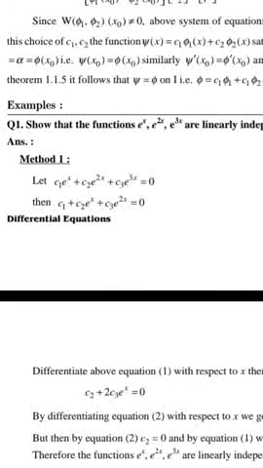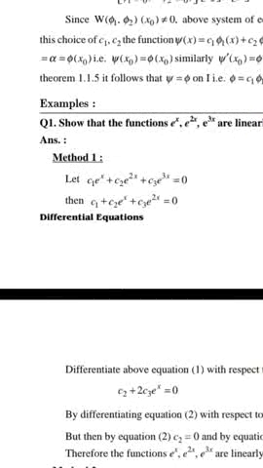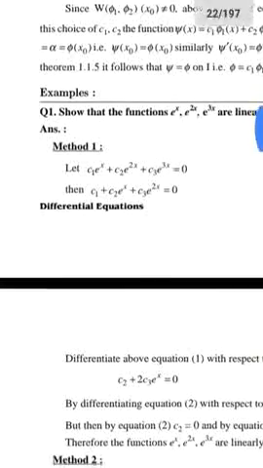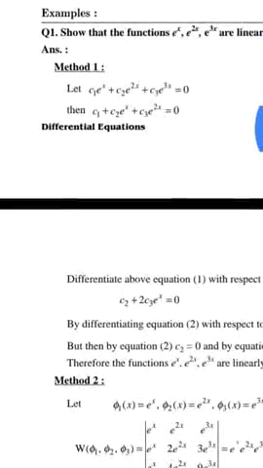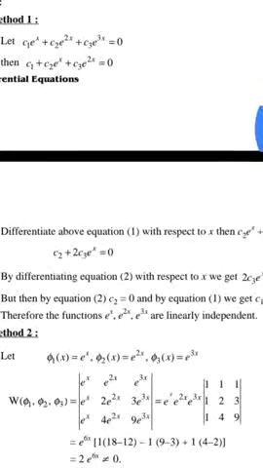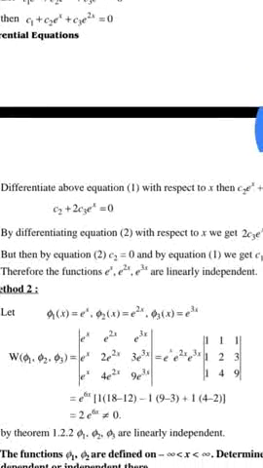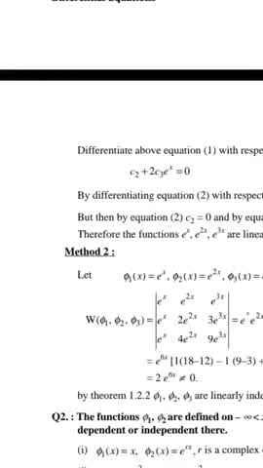Show that the functions e raised to x, e raised to 2x, e raised to 3x are linearly independent. Let c1 e raised to x plus c2 e raised to 2x plus c3 e raised to 3x be equal to 0. Dividing by e raised to x, we get c1 plus c2 e raised to x plus c3 e raised to 2x equal to 0. Differentiating, we get c2 plus 2c3 e raised to x equal to 0, and so on.